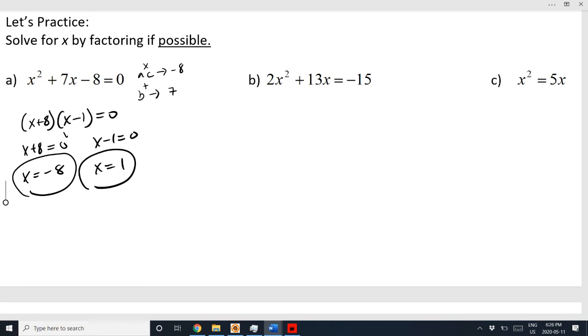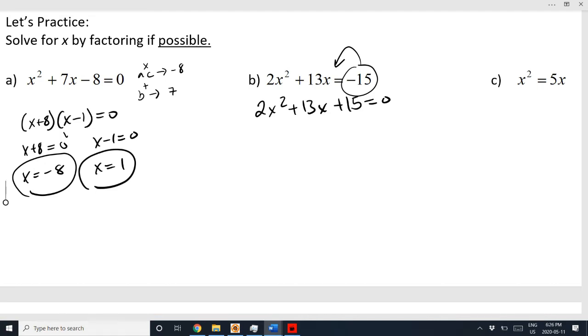Let's try B. So here we have 2x squared plus 13x is equal to negative 15. So the first thing we need to do is move everything to one side. So let's move this 15 over to this side. And when it jumps over the equal sign, it becomes positive. And that means there's nothing left on our right-hand side over here. So it's equal to 0.